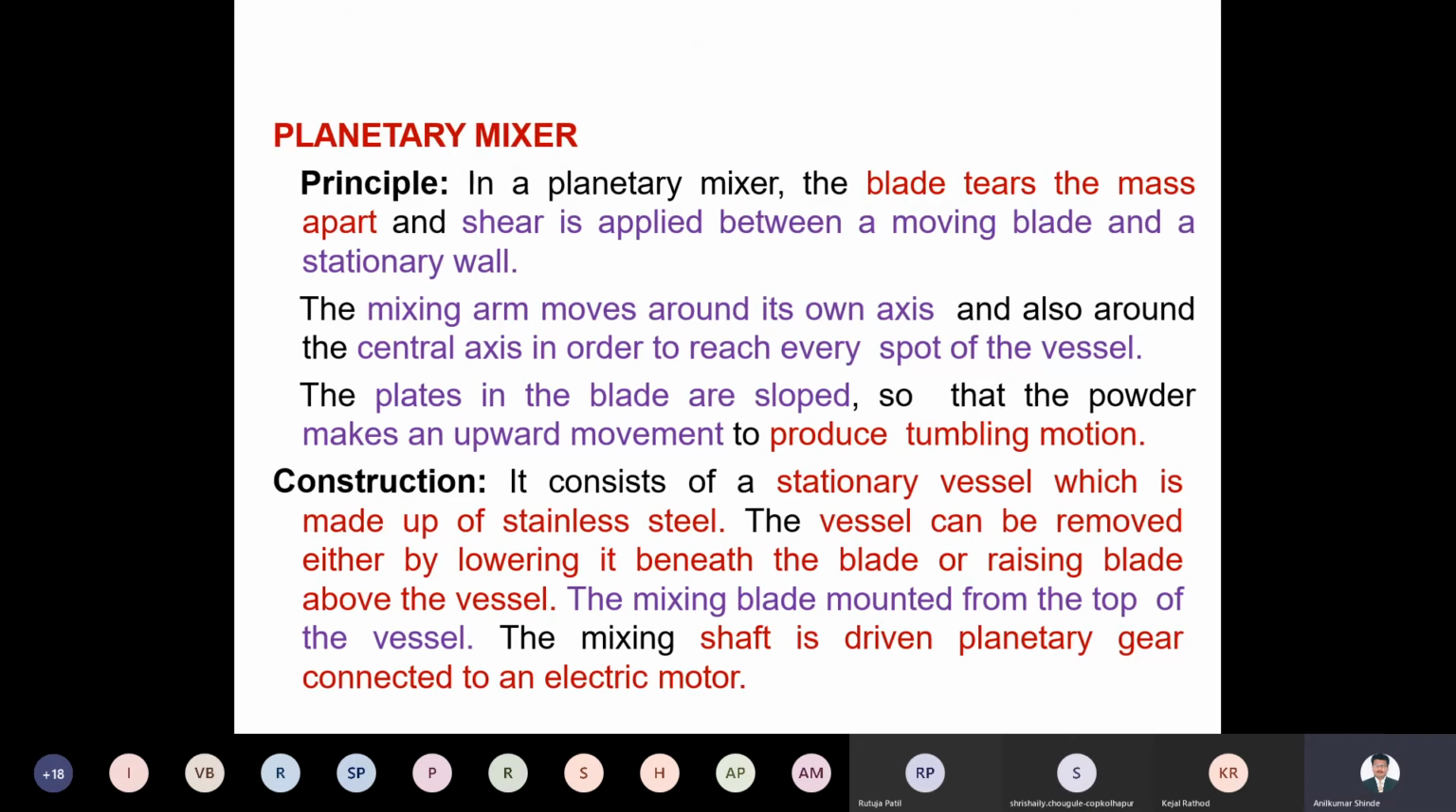This is called a planetary mixer. So the agitator mixer is also called a planetary type of mixer. Right. So planetary type of mixers. It's in the name itself. The blades are moving the same as a planet. Understand? So same as a planet. That's why it is called a planetary type of mixer. So inside the planetary mixer, we can use the blades. The different blades are used, and with the blades, we can tear the mass apart.